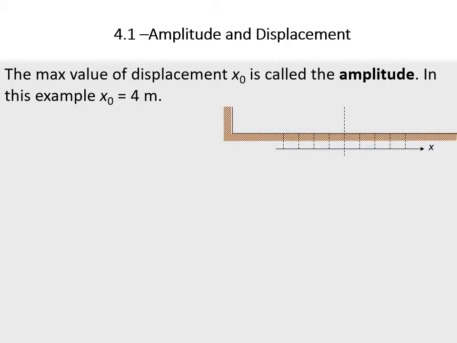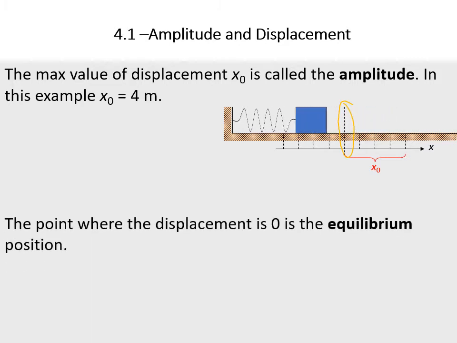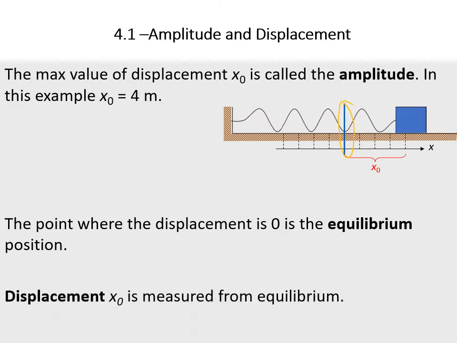For this example, I have a spring with a mass resting on it, and you can see there's some middle line right there. This midline right here is where the spring would be resting if it had not been displaced. This is called the equilibrium position, and the spring is oscillating with an amplitude of 4 meters. x naught, again, is the amplitude. The point where the displacement is 0 is the equilibrium position. Displacement, x naught, is always measured from equilibrium.